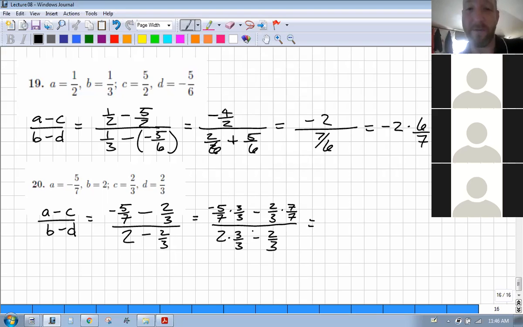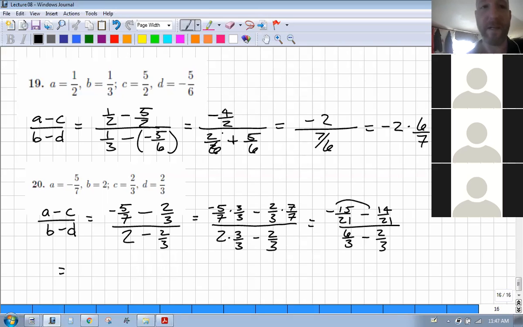So on the top we have -15/21 minus 14/21. Down here we have a 6/3 minus 2/3. So on top we have a negative and a negative. So if we put those together, we have negative 29/21. 6 minus 2 is 4.